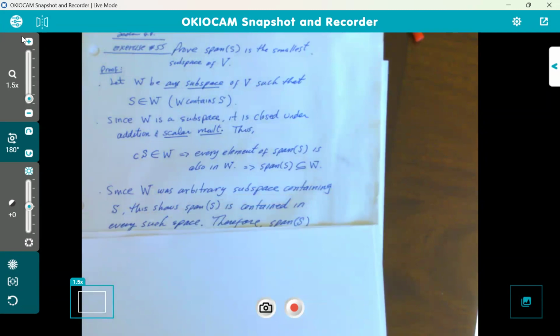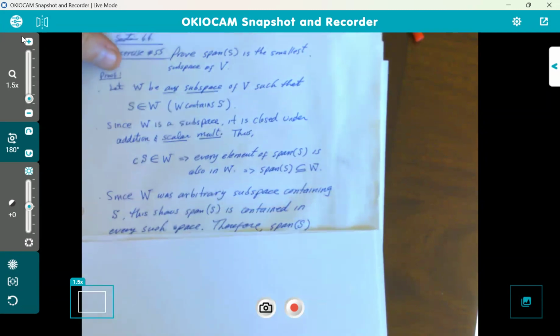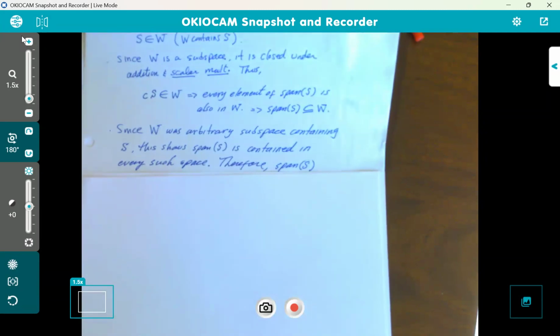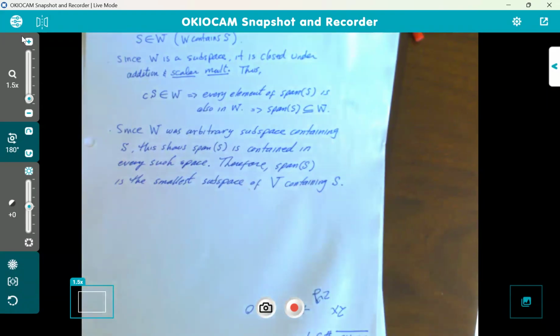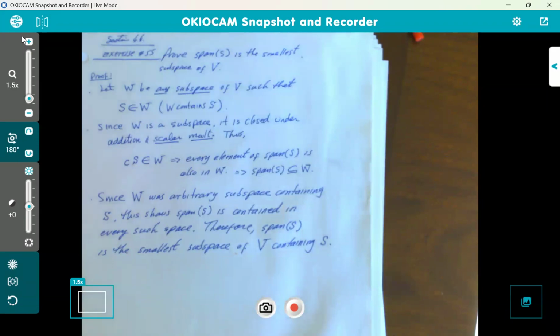And because W was arbitrarily selected, it shows that span S is indeed contained in every such space, right? So any other subspace that you choose, span S is going to belong to it, okay? So span S is the smallest subspace of vector space V containing S. Okay, so that's the proof for those that were interested in knowing the proof.